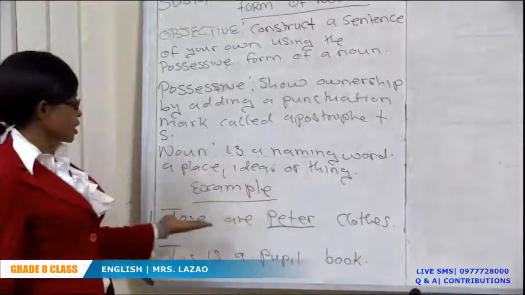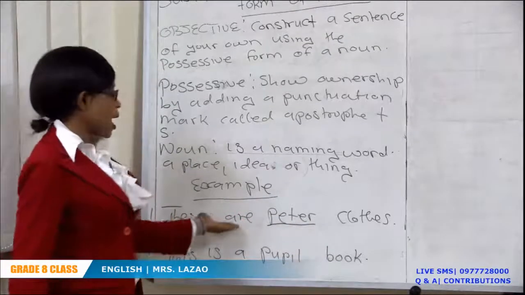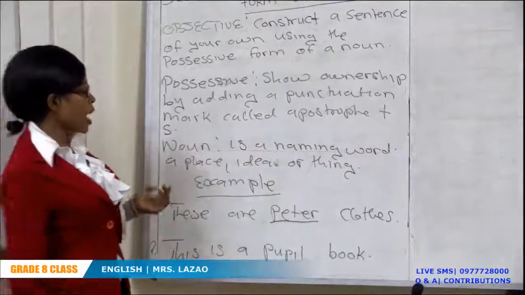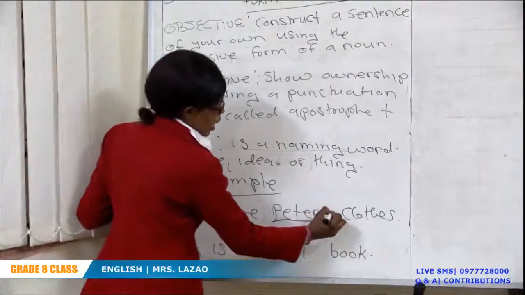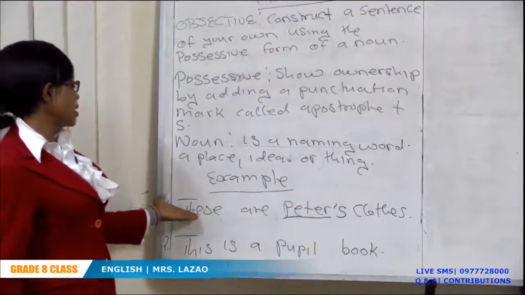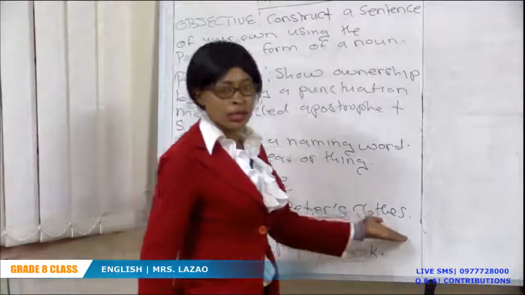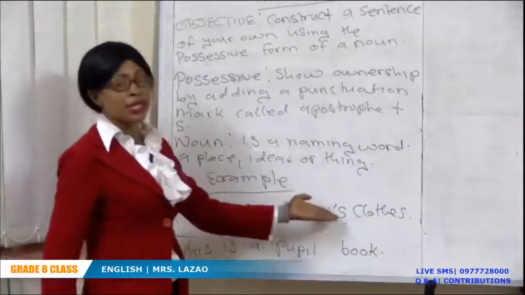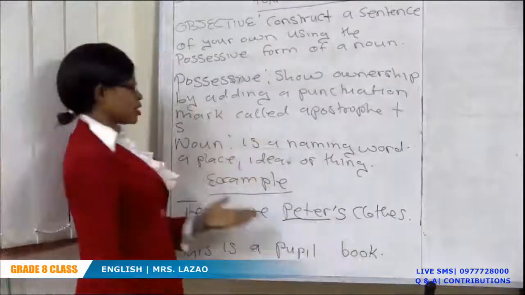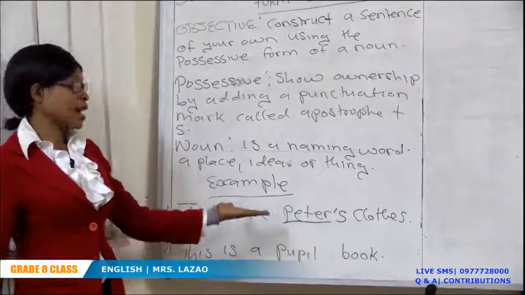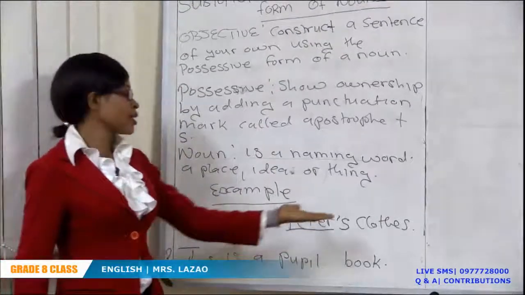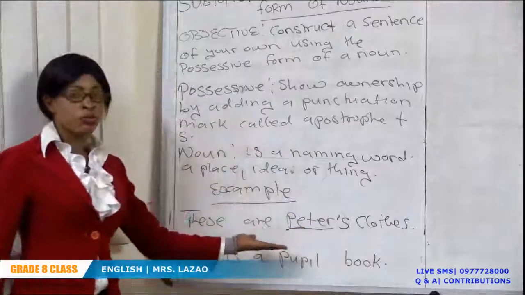So how do we show possession in this sentence? These are Peter clothes. So to show possession, we have to add an apostrophe and S. So we read, these are Peter's clothes. Since we have added an apostrophe and S, it is showing us possession. So Peter is the possessor here. Meaning the clothes belong to Peter.